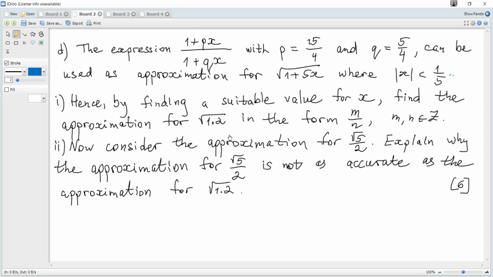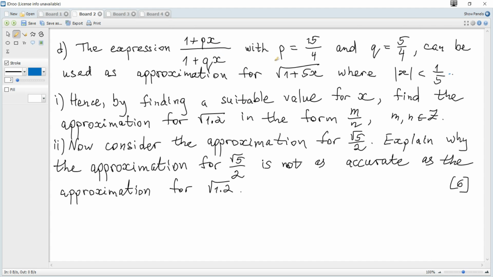The next, the expression given with p and q can be used as approximation for this. So this approximately equals to this. And here you can see that the absolute value of this is less than 1, so the absolute value of x is less than 1 over 5. Hence, by finding the suitable value for x, find the approximation for square root of 1.2 in the form m over n, where m and n are integers.